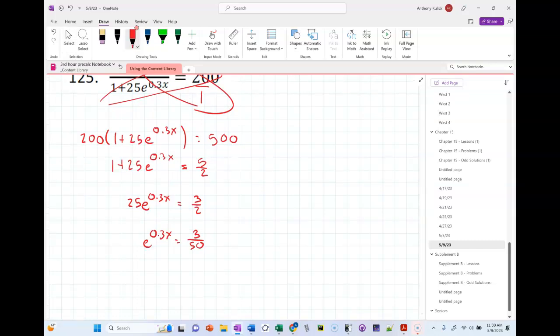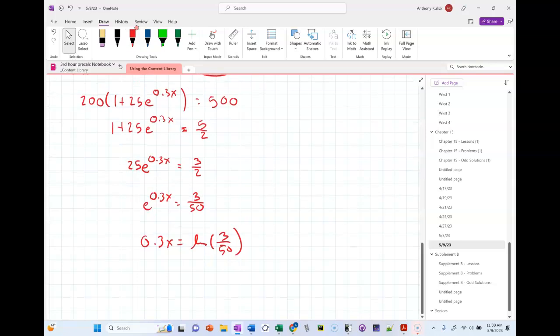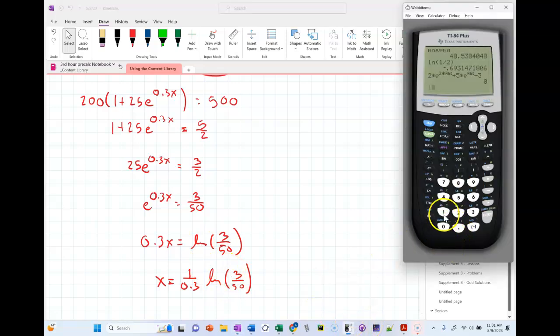Next, I need to get rid of that exponent base e. What do I use? Natural log. That's good. And my last step would just be dividing by the 0.03, or the 0.3. And I like to write it as multiplying by the reciprocal, just so I don't get confused about whether that dividing is happening inside the log or outside the log. So I just like to write it that way. I think it's clearer to myself to see what's going on. But that ought to do it.